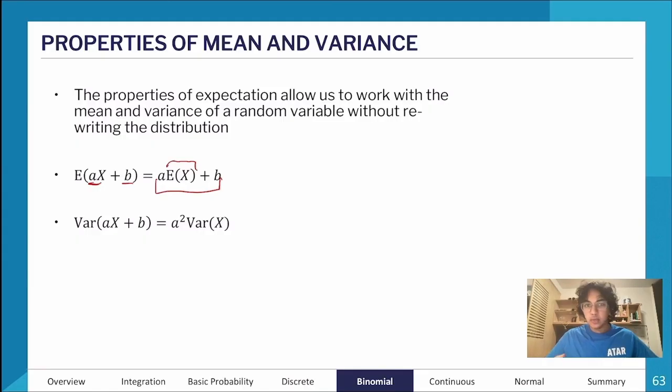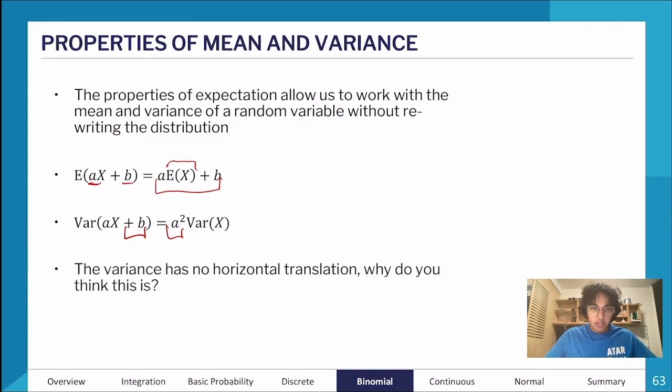With the variance, it's a little bit complicated. The b just disappears, right? And the a comes out the front and gets squared, so it's a squared times the variance of x. So the variance has no horizontal translation.